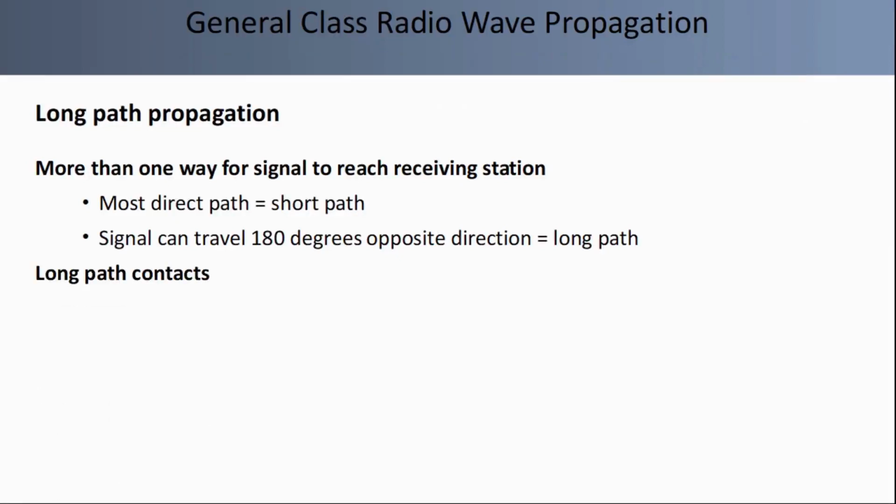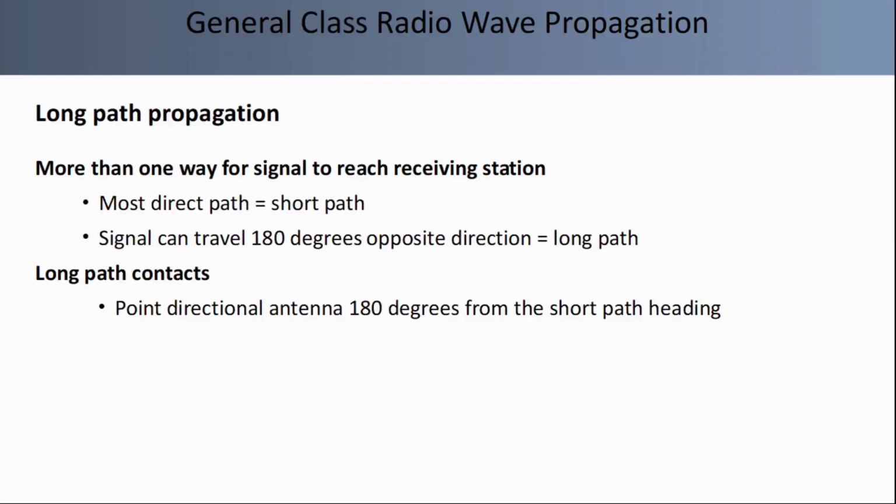So some of the questions in the question pool about long path contacts include this idea that if you're using a directional antenna and you're trying to use a long path to make the connection, you would point that directional antenna 180 degrees from the short path heading. Because if you've got a beam or some antenna where you're focusing the energy and you're trying to use a long path, you want to point 180 degrees away from the short path heading.